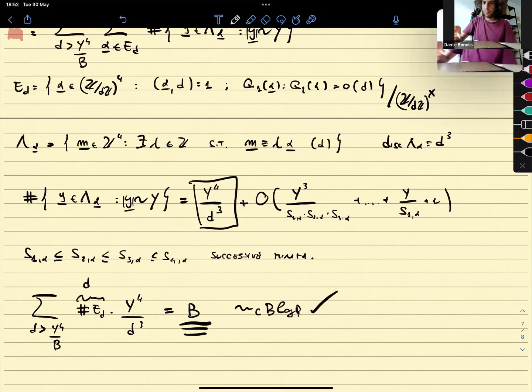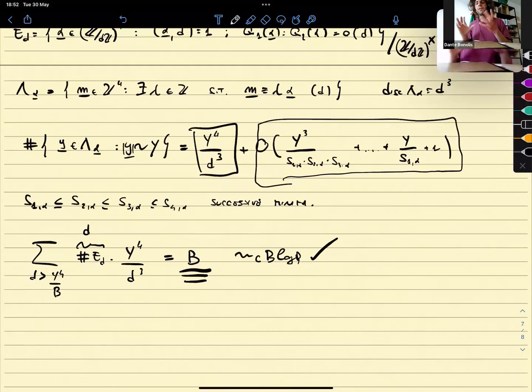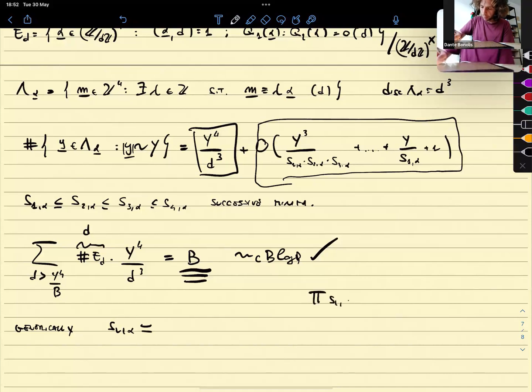The problem now is given by this error term. Because the point of the successive minima is that we expect all of them to have the same size. So generically, one expects that s_i alpha are basically all of the same size. We know that these successive minima need to give us the discriminant, and we expect all of them to be of size d to the power 3/4.